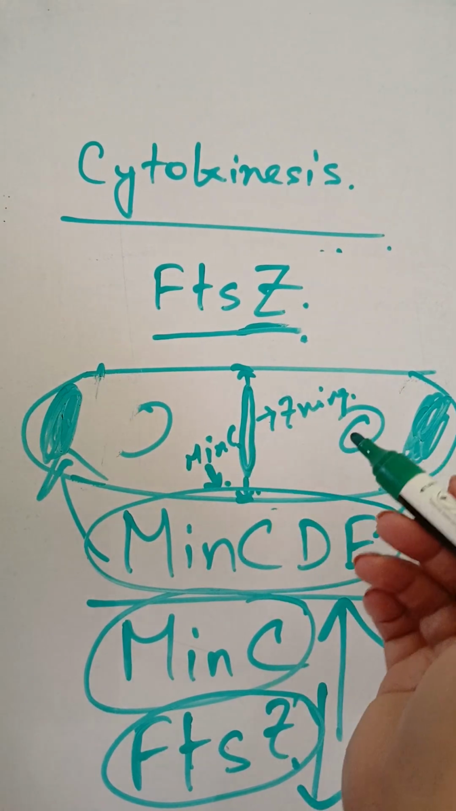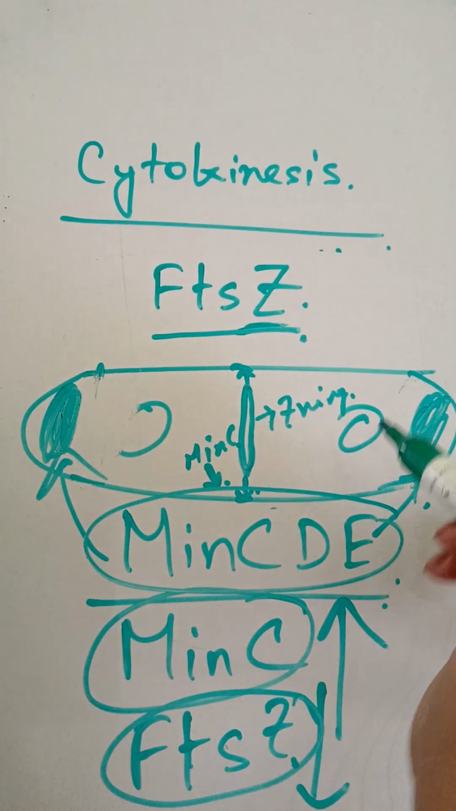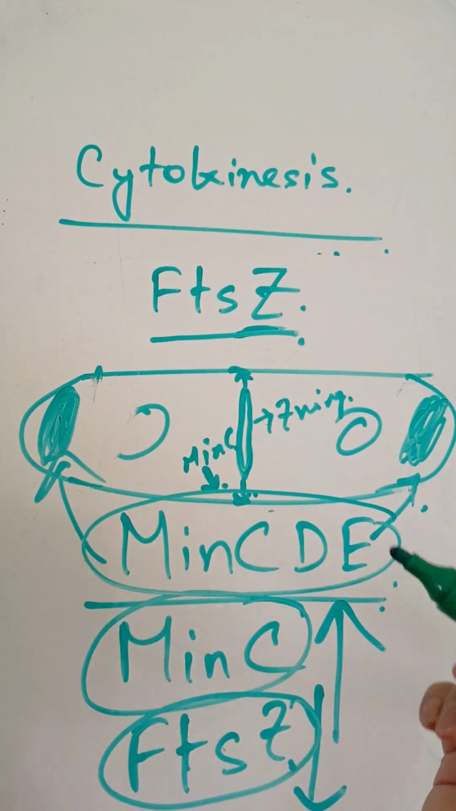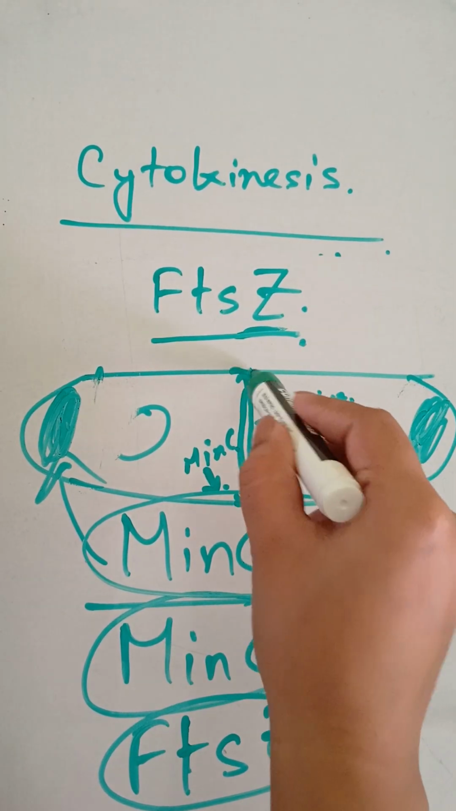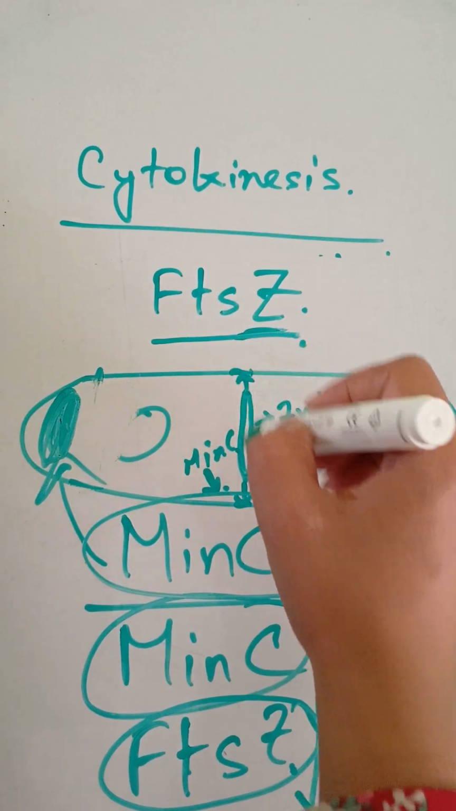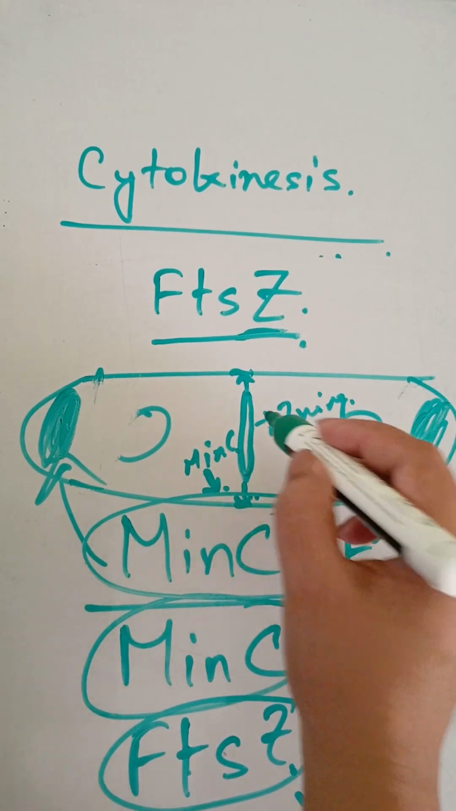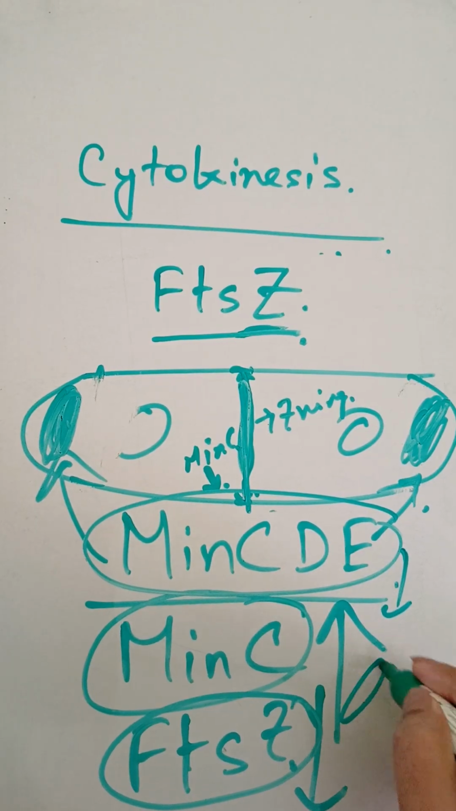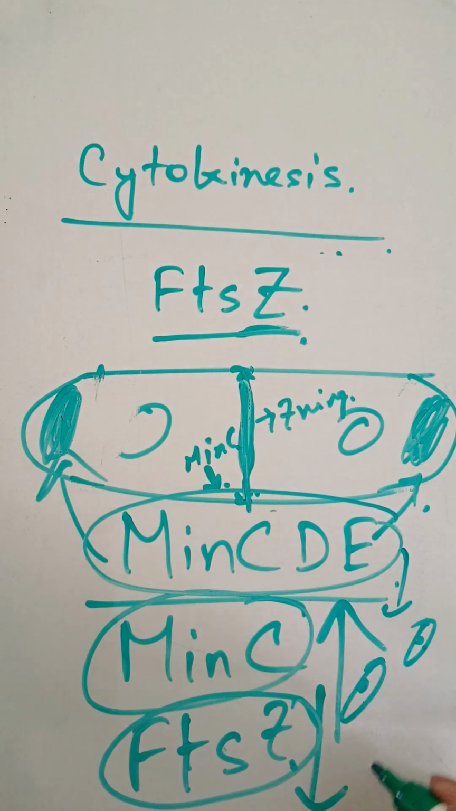Okay, so in this way, after Z ring formation, it will attach to the cell membrane, and the cell wall synthesis machinery will also attach to this, and new cell wall will be formed in between, and that will give rise to progeny bacterial cells.